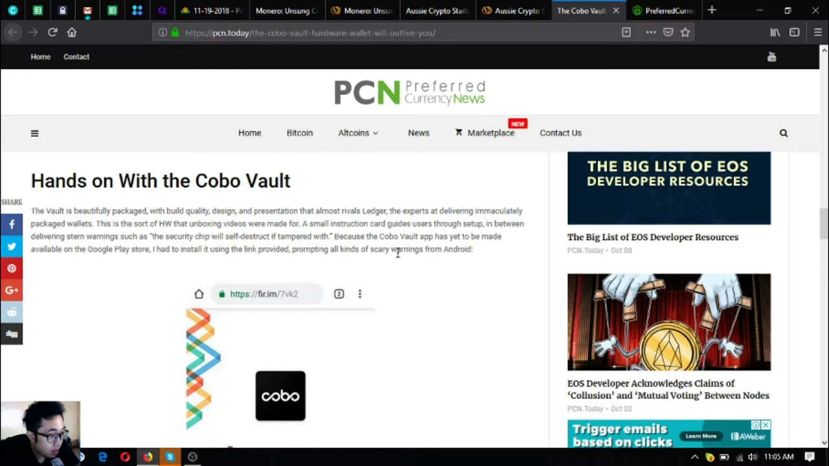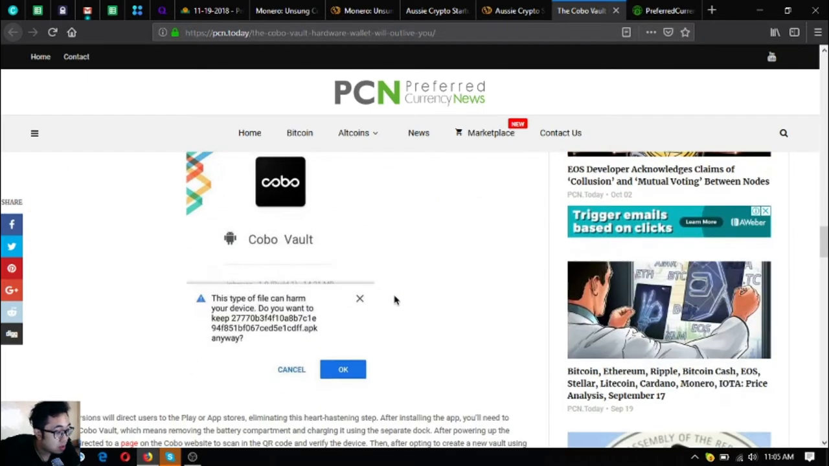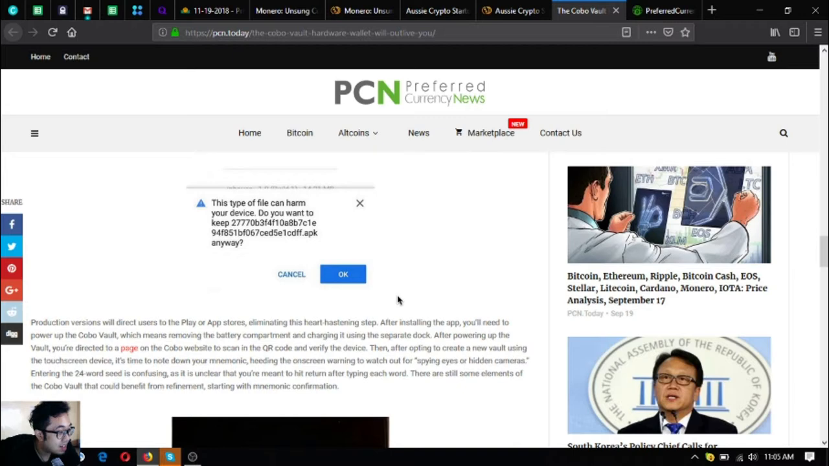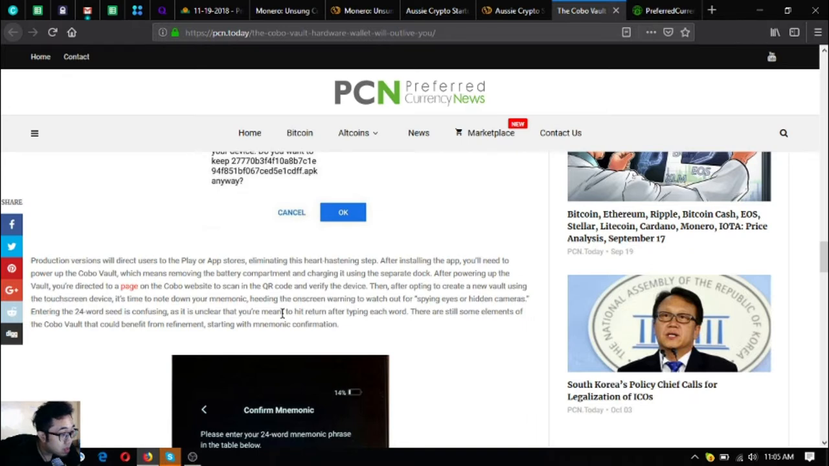Because the Cobalt app has yet to be made available on the Play Store or App Store, I had to install it using the link provided, prompting all kinds of scary warnings from Android. Production versions will direct users to the Play or App Stores, eliminating this heart-hastening step. After installing the app, you'll need to power up the Cobalt, which means removing the battery compartment and charging it using the separate dock. After powering up the Vault, you're directed to a page on the Cobalt website to scan in the QR code and verify the device.